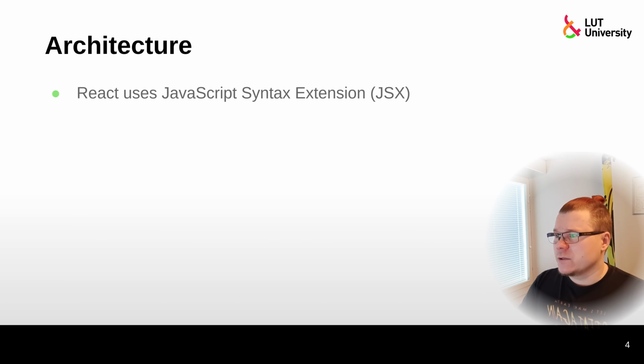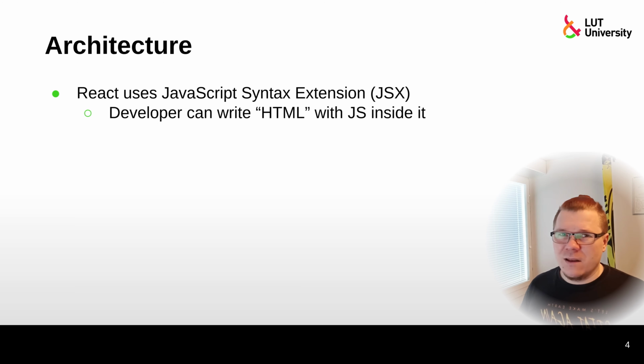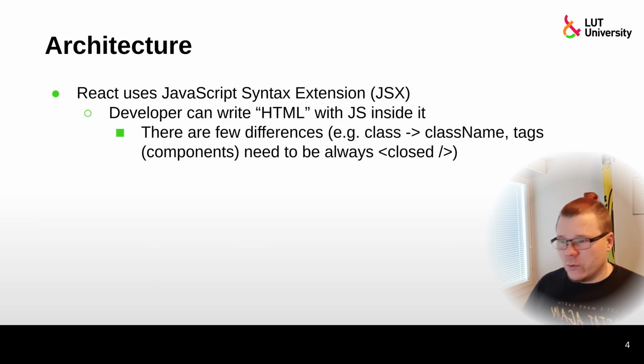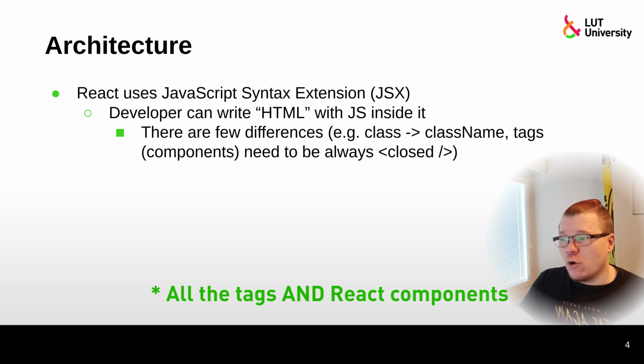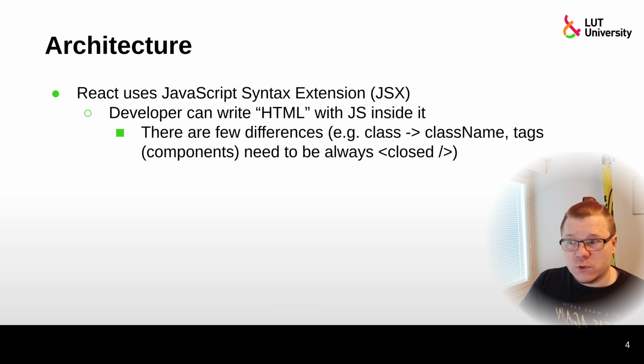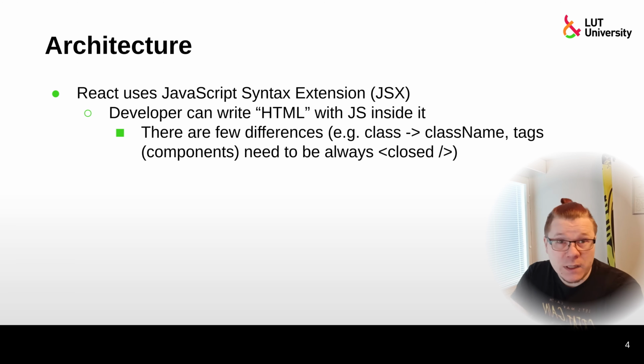So what kind of architecture does React have? It uses JavaScript syntax extension, which means that we are writing like an HTML page with JavaScript inside it, but the page is actually JavaScript. It just looks like HTML. So there are a few differences. For example, the keyword class cannot be used. So if we are using a CSS class, we need to use the keyword className. And all the tags, React components, need to be always closed. So we cannot have, for example, an image tag open. It needs to be closed.